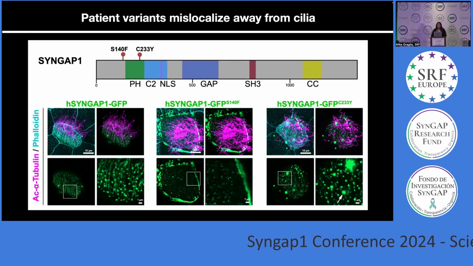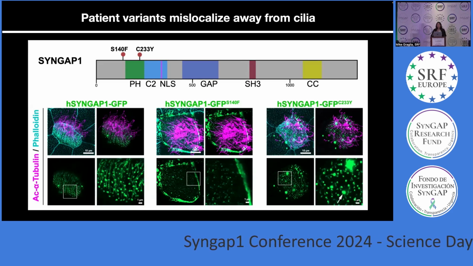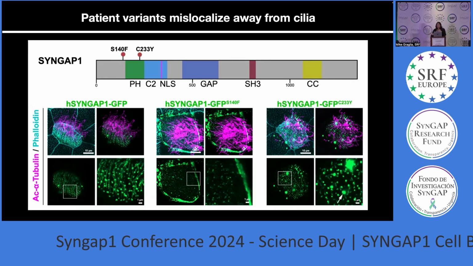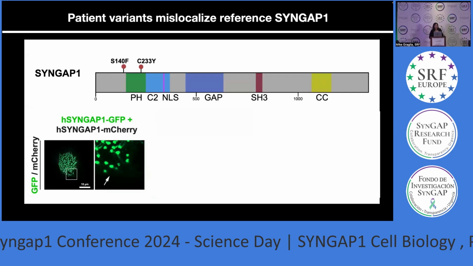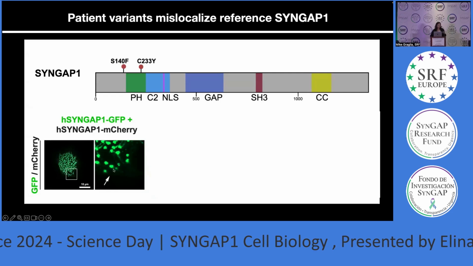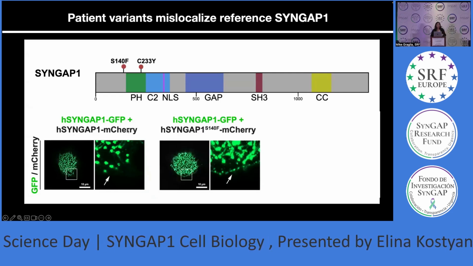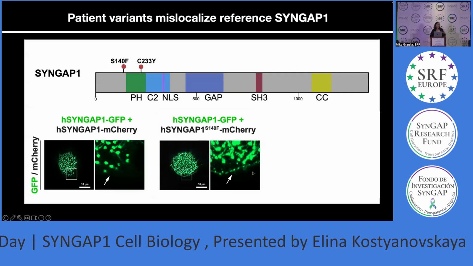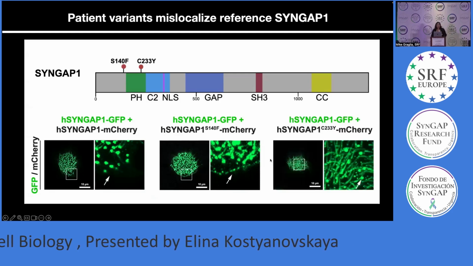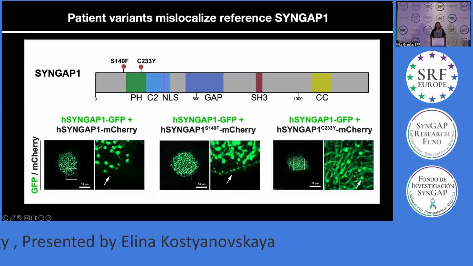And so we can actually test this in frogs, and to do this, we take the GFP-tagged reference SYNGAP1 and we co-express it either with another copy of the reference SYNGAP1 or with a variant. And so we find that here, when I express the reference SYNGAP1 with reference SYNGAP1, we get localization that's pretty normal to the base and the axoneme of the cilium. However, when you express them with that first variant, you start to see mislocalization of the reference SYNGAP1 away from the cilium to the plasma membrane. And again, when you co-express with the second one, you see mislocalization away from the cilium into these sort of liquid-like aggregates.